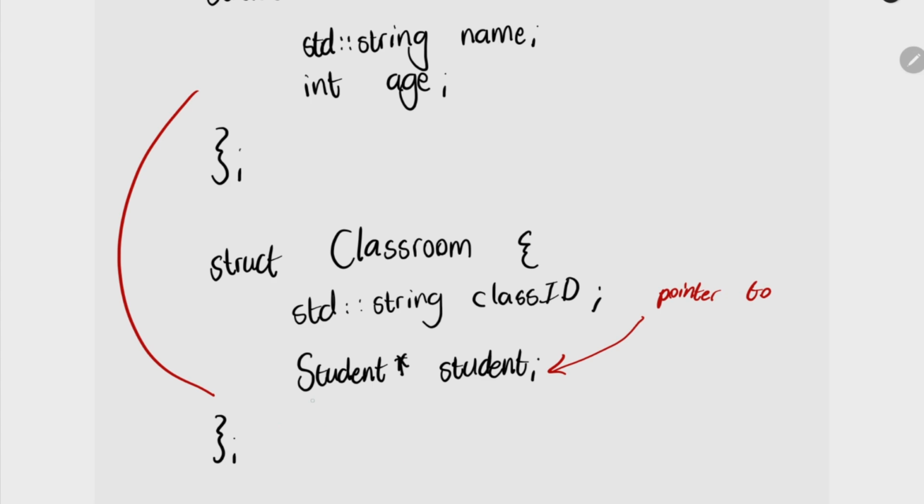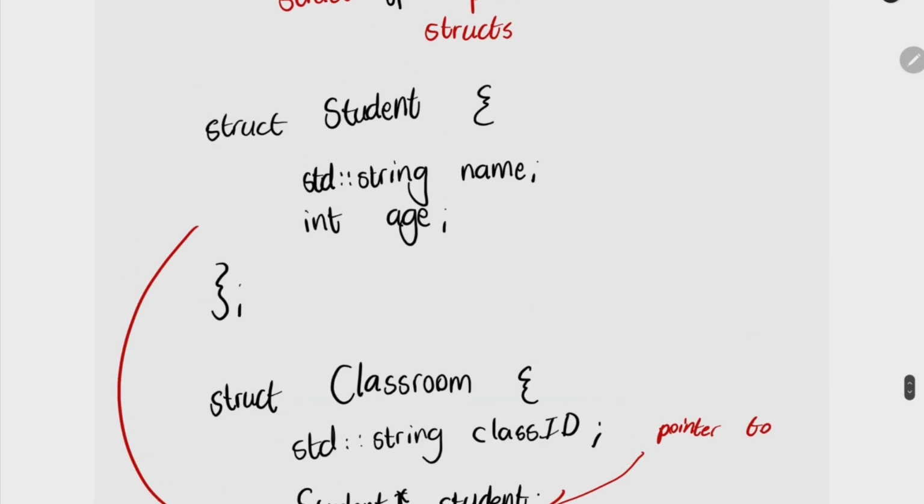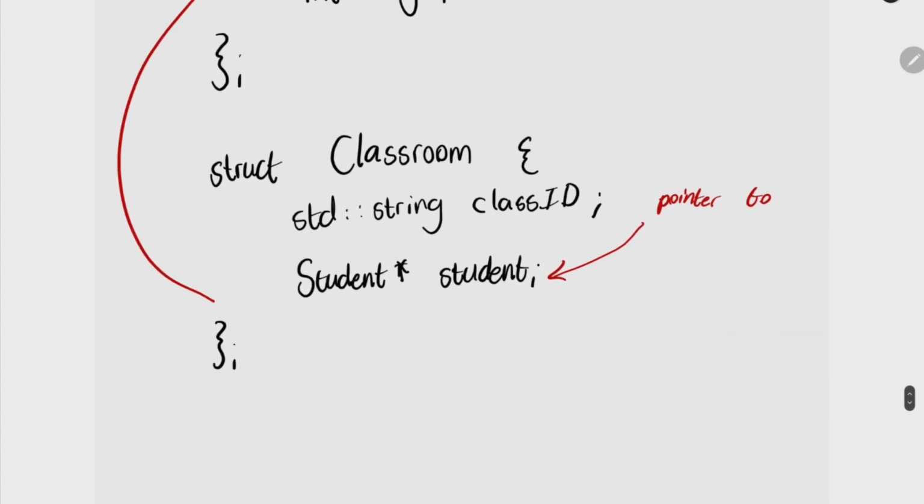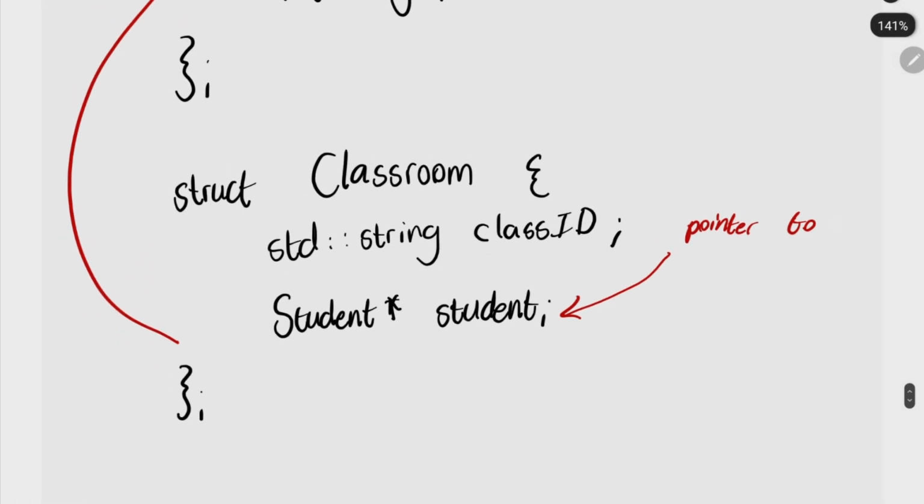If this were to be above student, then the compiler would not know what student is, because it has not been defined in that scope yet. So it's a pointer to a struct. And also, by the way, it can also be used as a dynamic array. That's one of the examples I'm going to show you guys.